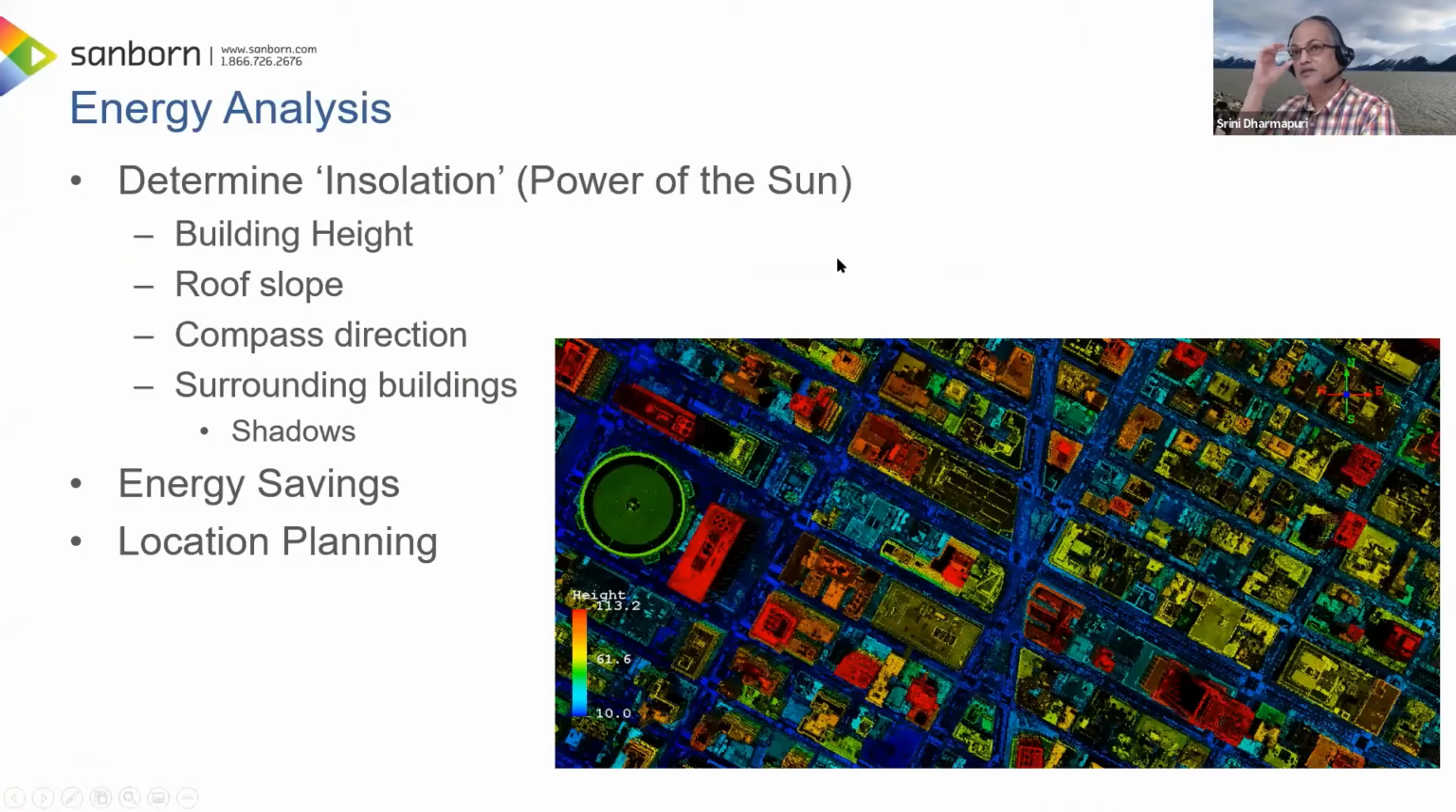And the other one is the energy analysis. This is a term people use in the energy sector, the insolation primarily. With regard to the sun, you calculate various parameters. What is the building height? What is the roof slope? What is the compass direction and the surrounding buildings? What is the shadow and so on and so forth. So this is something we have noticed, that in the case of energy analysis, this digital twin has a definite potential to be used.